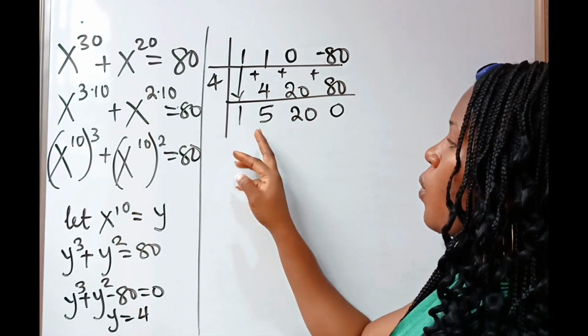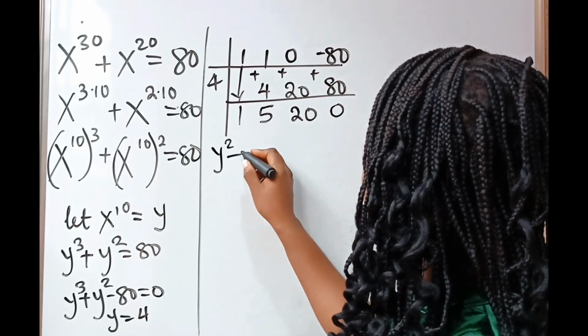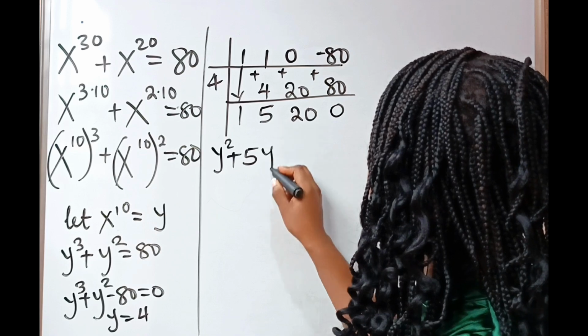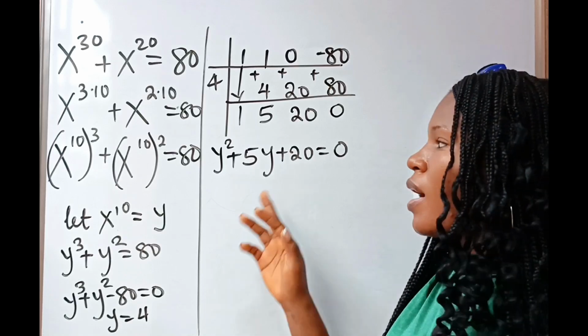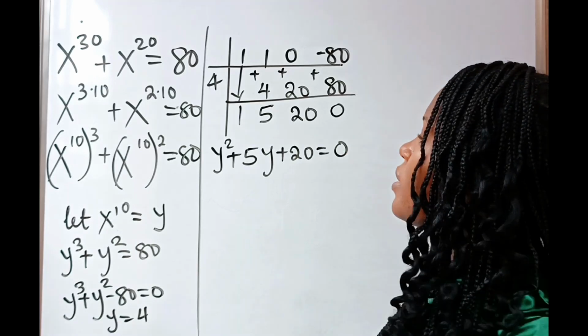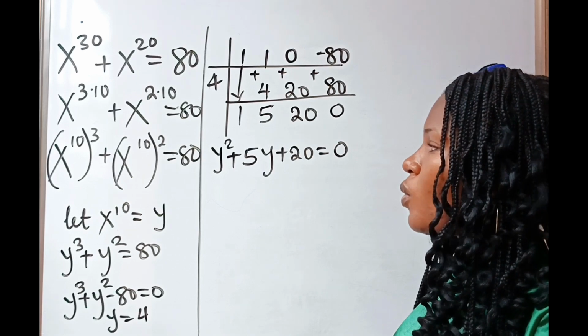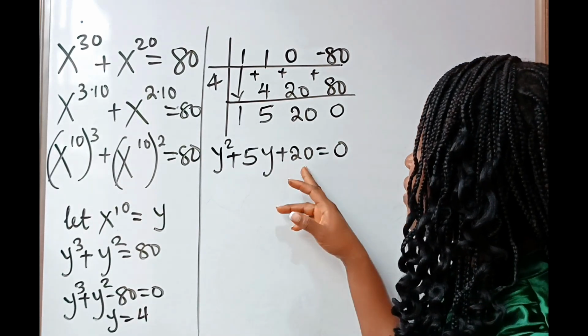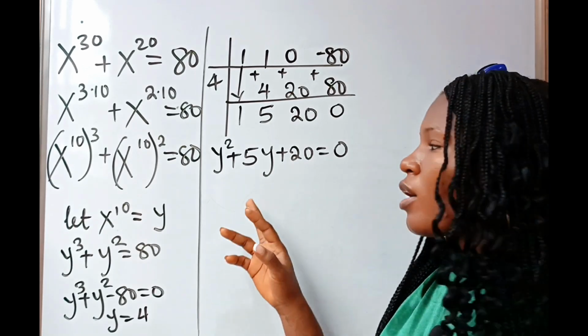Now we also formed the quadratic equation that says 1y squared plus 5y plus 20 is equal to 0. Okay, so we are going to find the other values of y from here. Therefore we are going to solve this using the quadratic equation formula, because there are no two factors of 20 that when we add them together we are going to get 5.